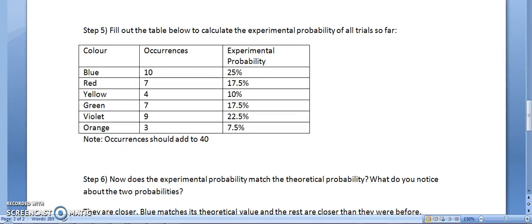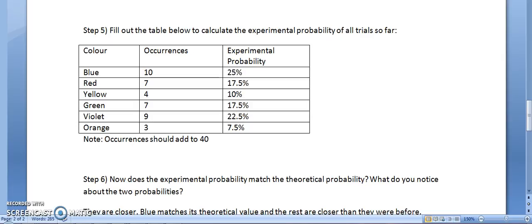So I had to go and calculate my own occurrences for this one. There isn't a table on the screen that will calculate that for you, but I just counted them up. I got that blue occurred 10 times, red occurred 7 times, yellow occurred 4 times, green occurred 7 times, violet occurred 9 times, and orange occurred 3 times. Using that information, I got my experimental probability. Again, since I had 40 trials, my occurrences should all add up to 40. You can use that to make sure you have added them all up correctly. And then compare your experimental probability to the theoretical probability once again.